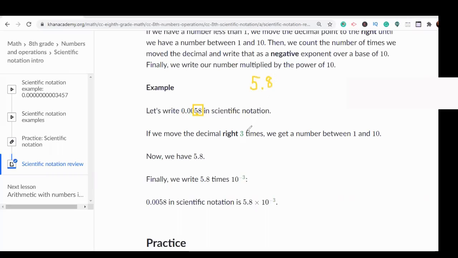Now, let's count the number of decimal places it would take to get back to the original position. So that would be 1, 2, 3. But this time I moved my decimal to the left, and therefore I have a negative exponent. When we have a number that started out less than 1, our exponent is going to be negative. And when we have a number that is bigger than 10, our exponent will be positive. So 0.0058 written in scientific notation turns out to be 5.8 times 10 to the negative 3.